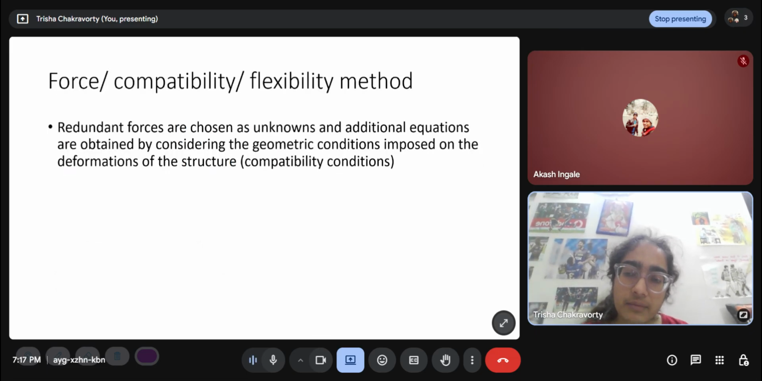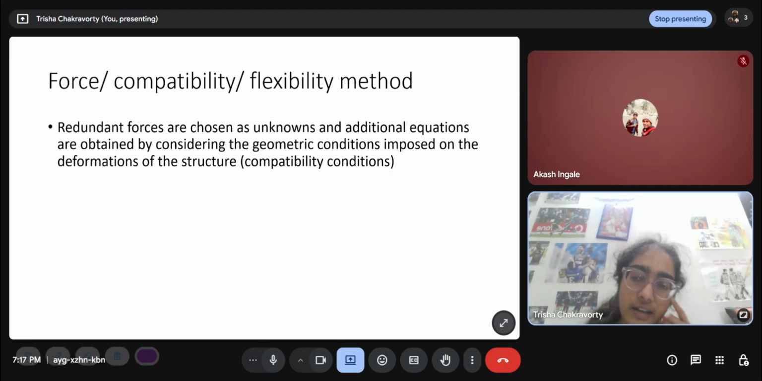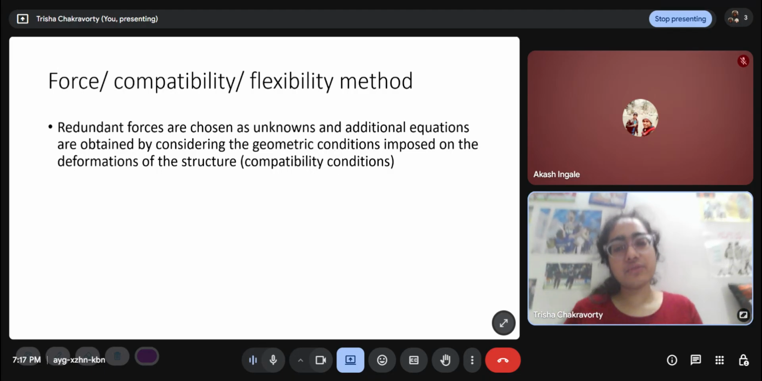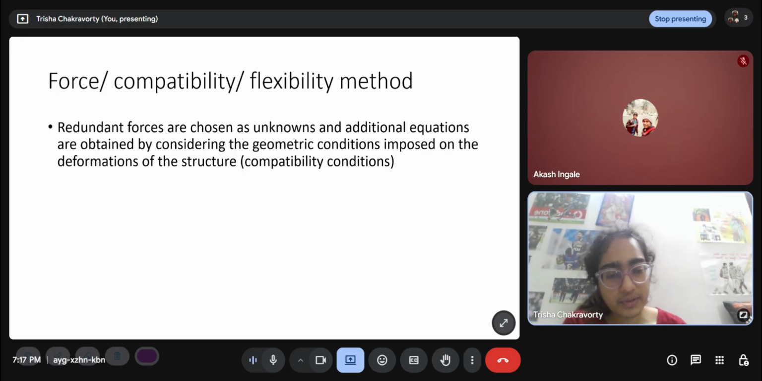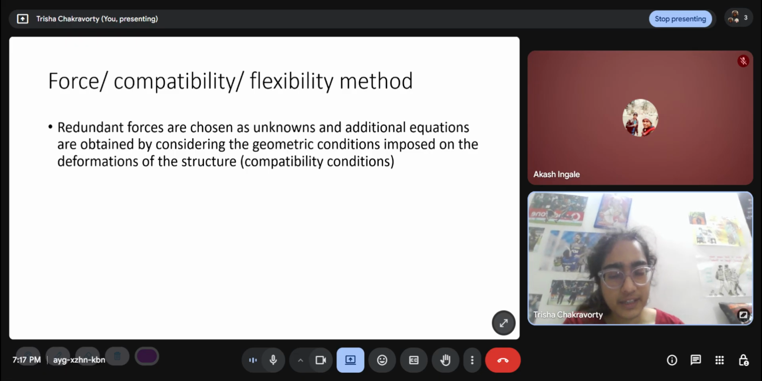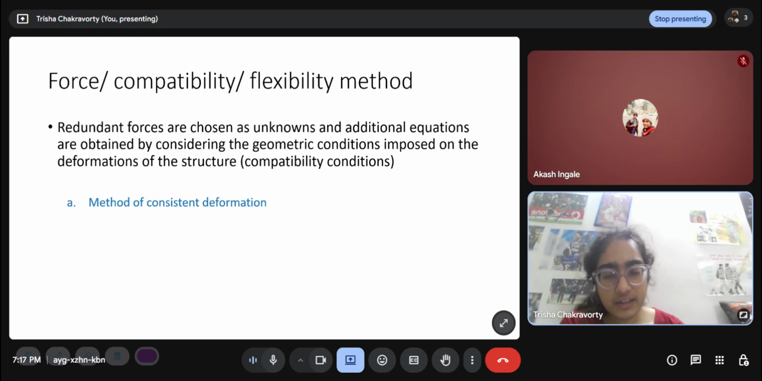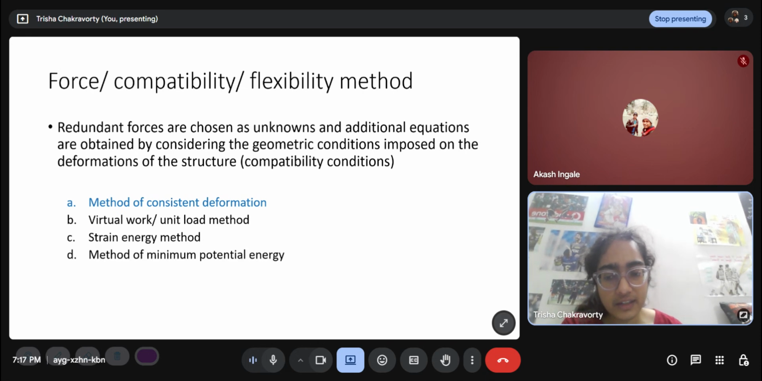And a brief summary of the two types of methods: force or compatibility or flexibility methods. Here the redundant forces are chosen as unknowns, and additional equations are obtained by considering the geometric conditions imposed on the deformation of the structure, which are compatibility conditions. Method of consistent deformation, unit load or virtual work method, strain energy method, method of minimum potential energy, flexibility matrix methods. These are all force methods.